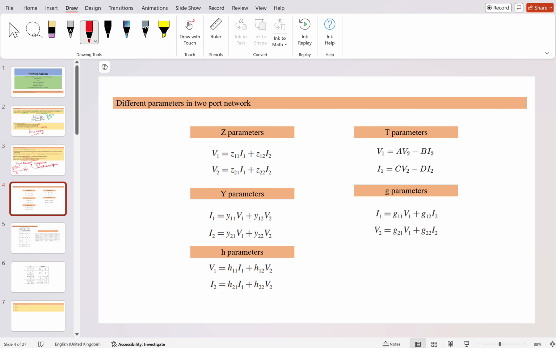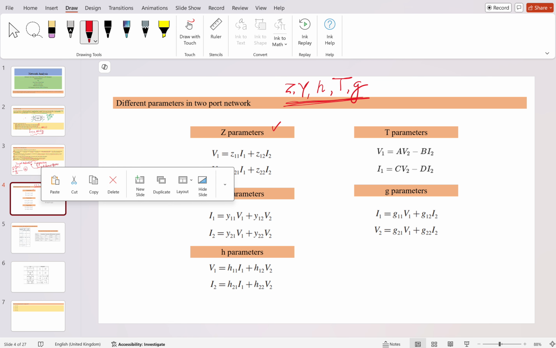Suppose these are the different parameters in the two-port network, which we have studied. It is most important that you know the relation between the source and the output side parameters: Z, Y, H parameter, T parameter, or the G parameter. These five parameters are very important for the analysis. So if you see the Z parameter here, let me go into the detail of that.